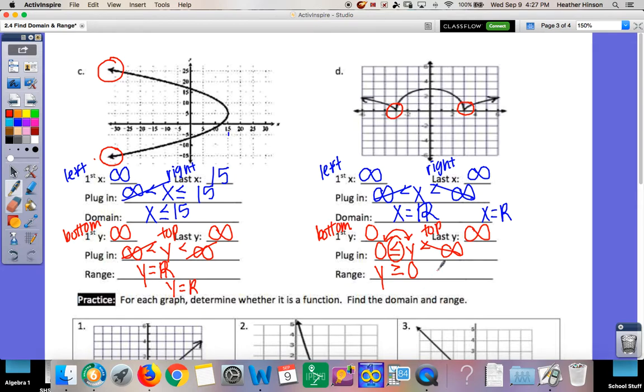Okay, that's all the example problems. That'll give you an example for every single one of your practice problems. So go through your practice problems and try those.